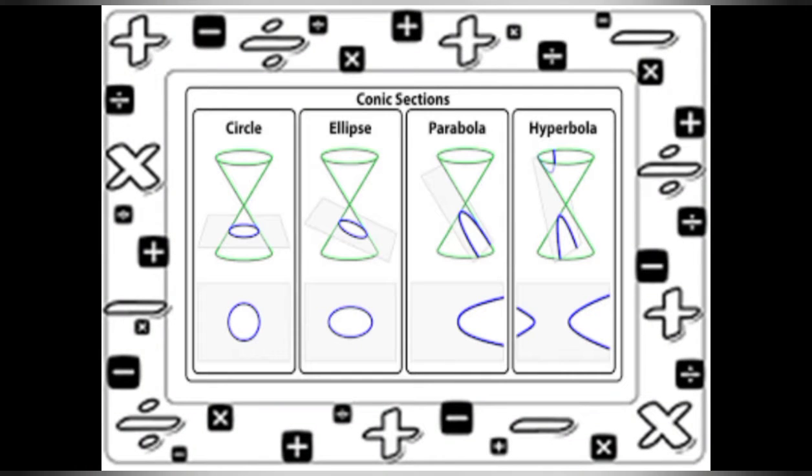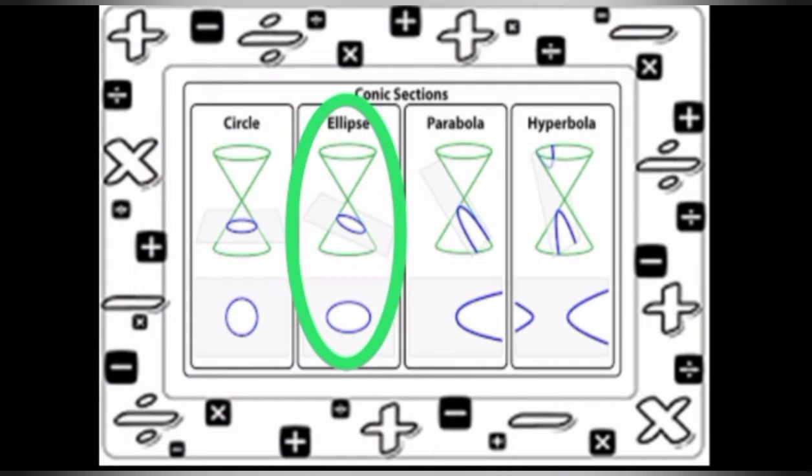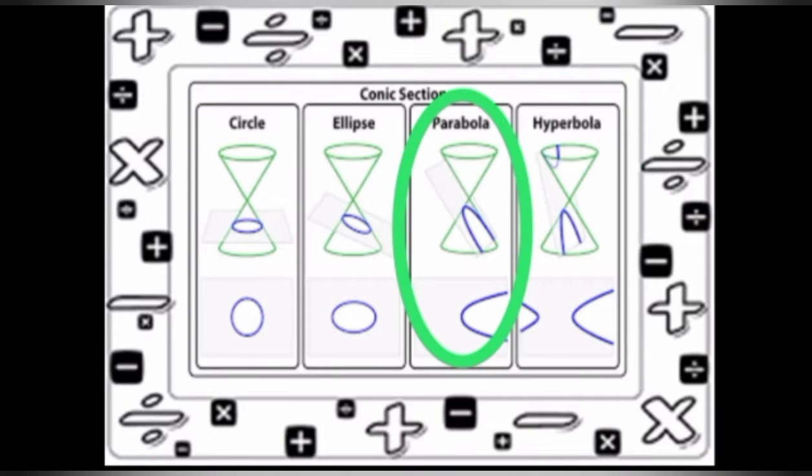Now as you can see here, these are the graphs of the four conic sections. The first one we have is the circle, and then the ellipse, the parabola, and the hyperbola.